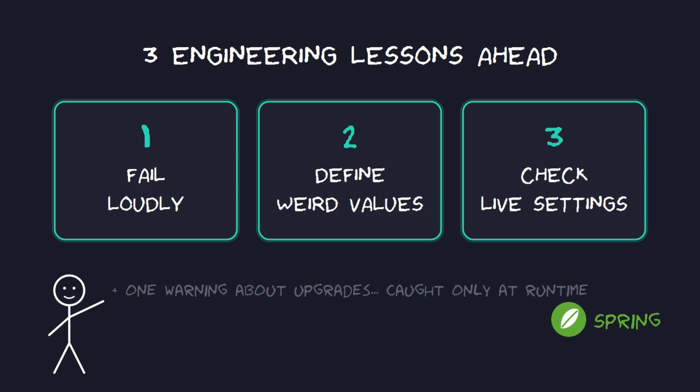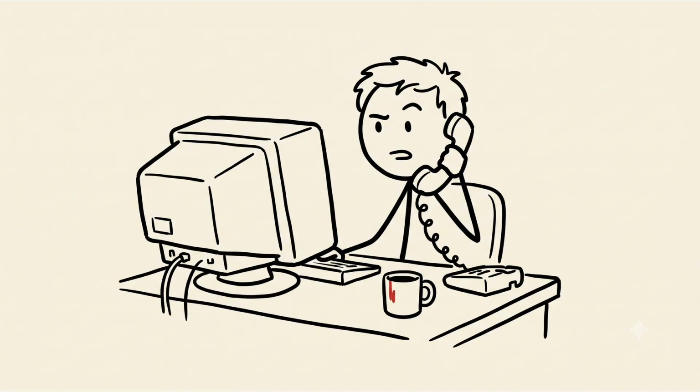Better still, it hides 3 lessons every engineer needs. Fail loudly, define your weird values, and check what your code is really running. Let's dig in. Back in the 1990s, at a large American university, the campus email administrator received a strange phone call. Our emails cannot travel more than 500 miles.